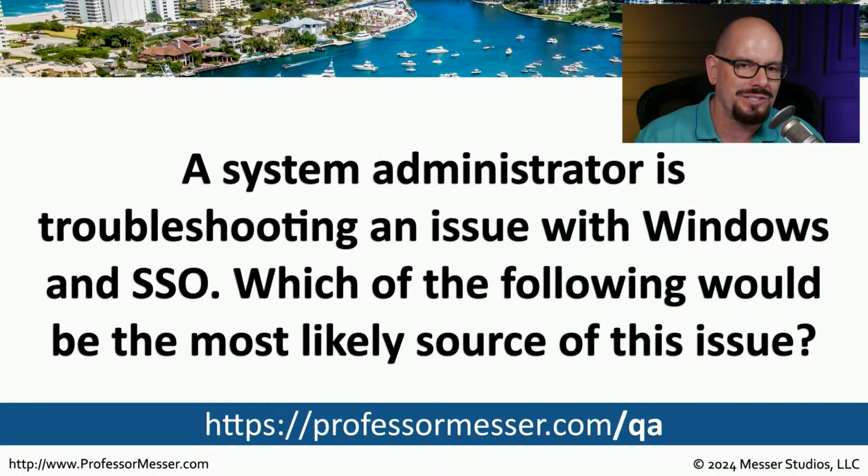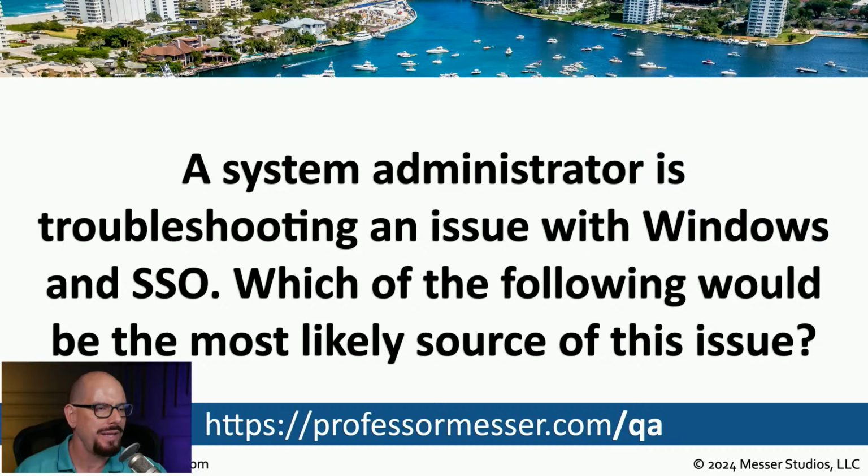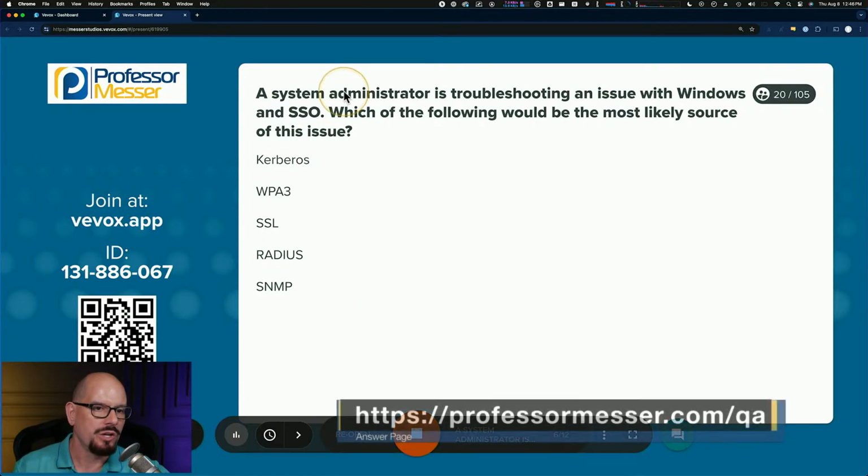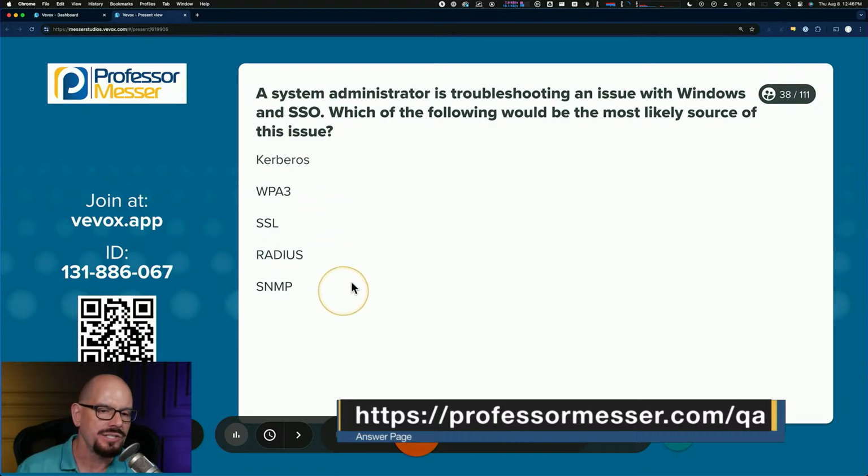Let's do some more questions, shall we? Next on our list is this multiple choice question that asks, a system administrator is troubleshooting an issue with Windows and SSO. Which of the following would be the most likely source of this issue? Would it be Kerberos, WPA3, SSL, Radius, or SNMP? So a few to choose from. The question again asks, a system administrator is troubleshooting an issue with Windows and SSO. Which of the following would be the most likely source of this issue? Is this Kerberos, WPA3, SSL, Radius, or SNMP?